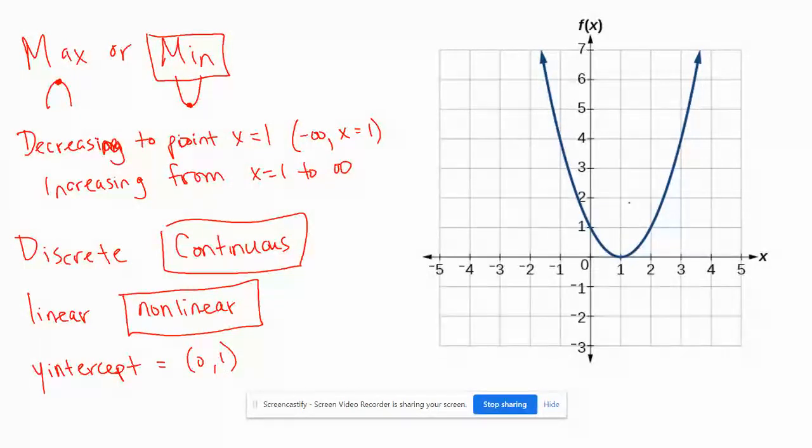Okay, so that's how you analyze a function. Min or max, decreasing, increasing, discrete or continuous, linear or non-linear, and then also the y-intercept. Obviously, this does not have a slope because it's not a straight line either. We don't have slopes on these type of functions.